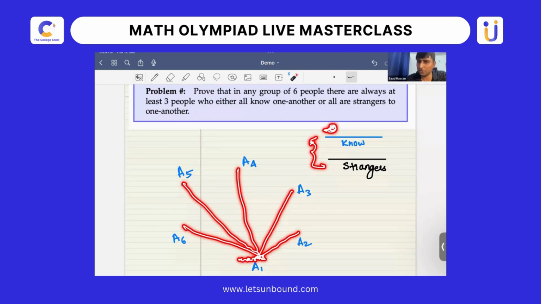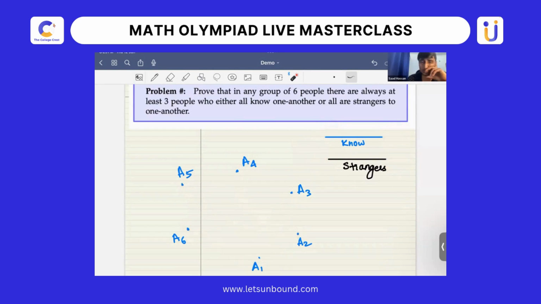So then I'll argue this way. Let's say that none of these colors are at least three. If a quantity is not at least three, then it must be at most two, right? So the blue line segments must be at most two, and the black line segments must be at most two. Then the total number of line segments will be at most four, which is incorrect because the number of line segments emanating from A1 is five, right? Are we clear to this point?